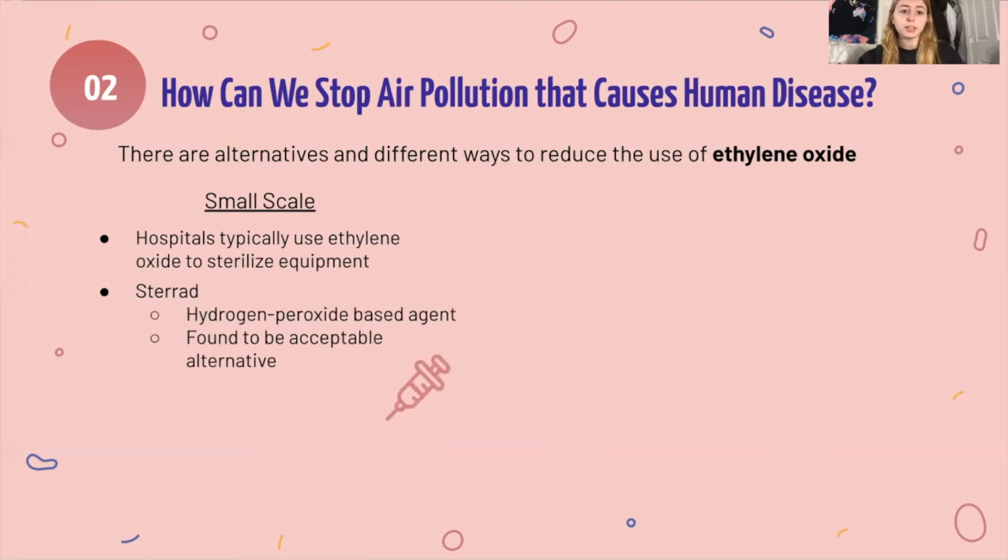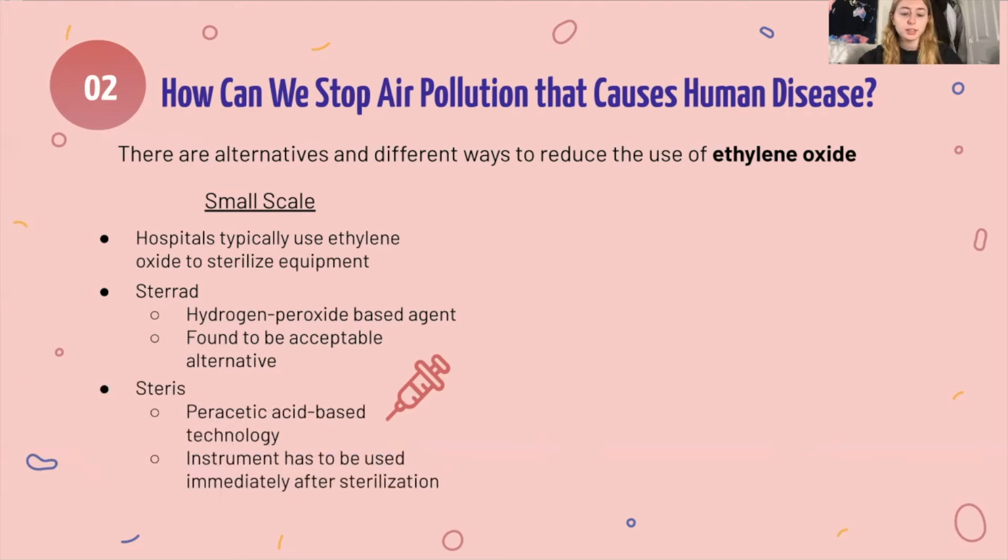So there are alternatives such as Sterad, which is a hydrogen peroxide-based agent, and it has been tested and found to be an acceptable alternative for sterilization. There's also Steris, which is a peracetic acid-based technology. The only downfall of this one is the instrument has to be used immediately after sterilization, so it's not as practical as Sterad or ethylene oxide.